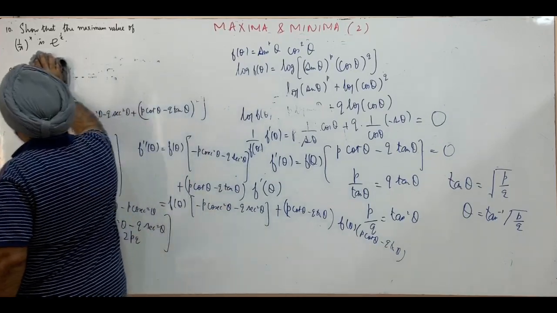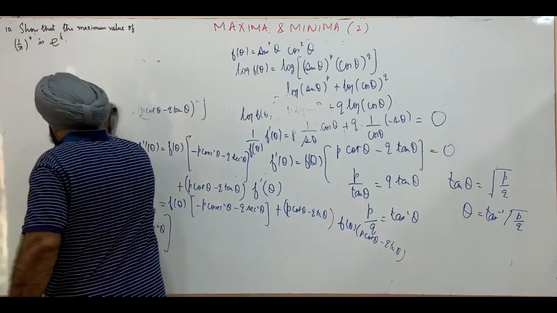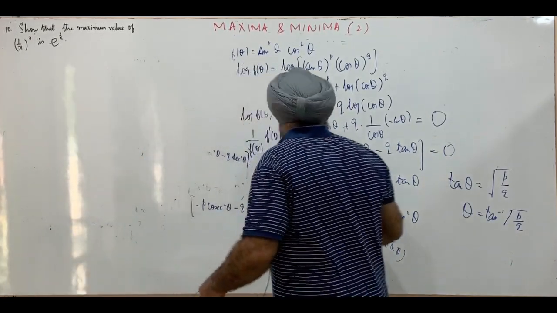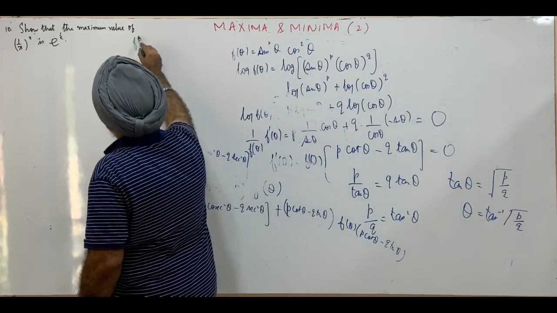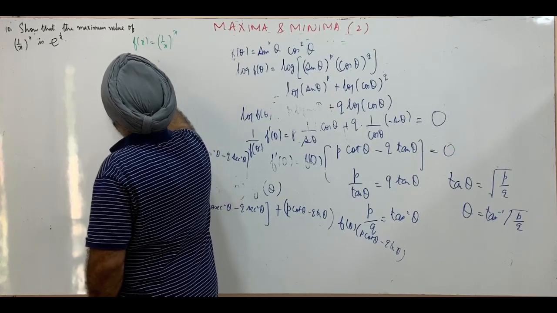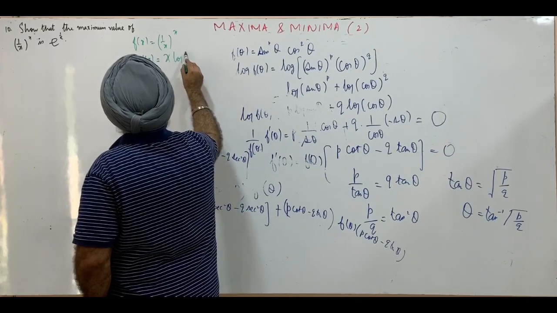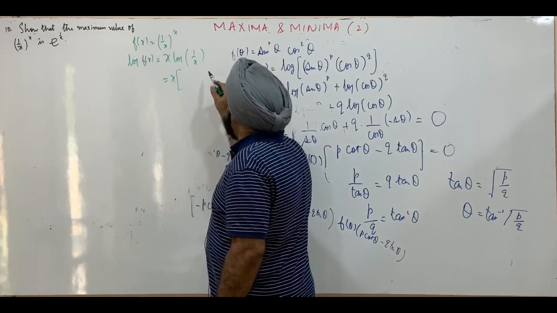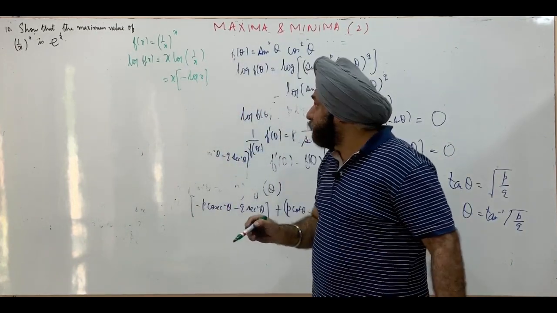And the last one, the function is 1 upon x whole raised per x. We have to show that the minimum value of the function is e raised per 1 by e. So we write f of x is 1 by x raised per x, taking log of f of x, this will be x into log of 1 by x, that's x into log of 1 minus log of x. Log of 1 is 0. This is log of f of x.